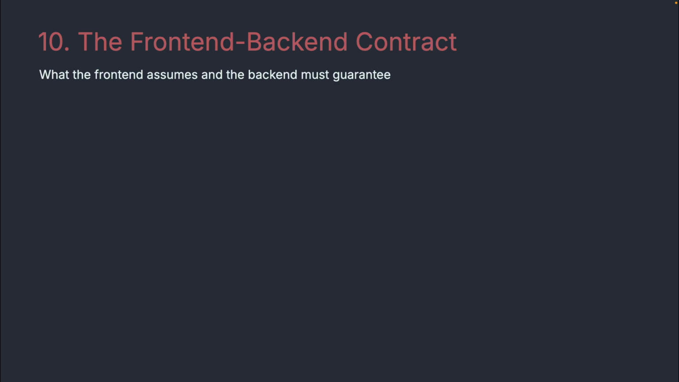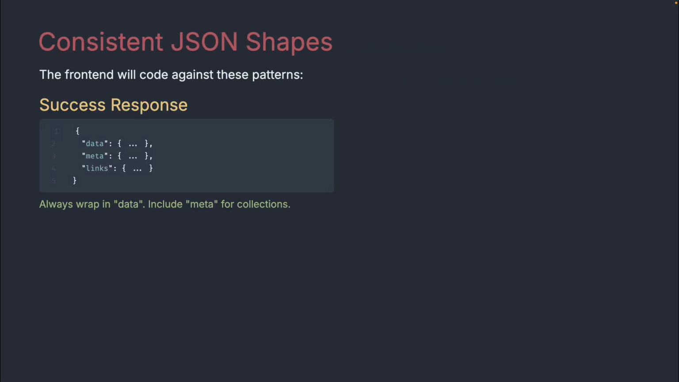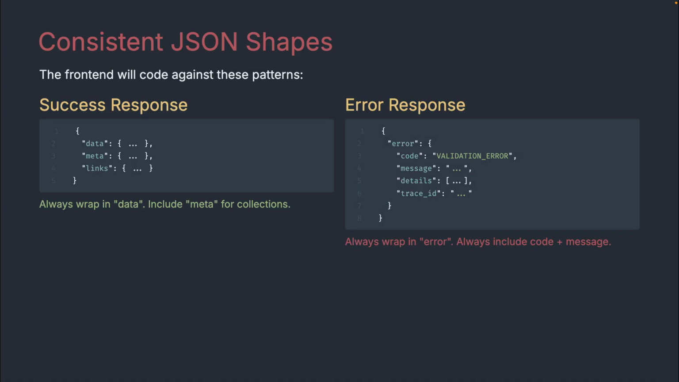So the front end assumes what the backend must guarantee: consistent JSON shapes. The front end will code against the patterns. Success response: try to grab data in a data object. Error response: try to grab the error in the error object. As simple as that.